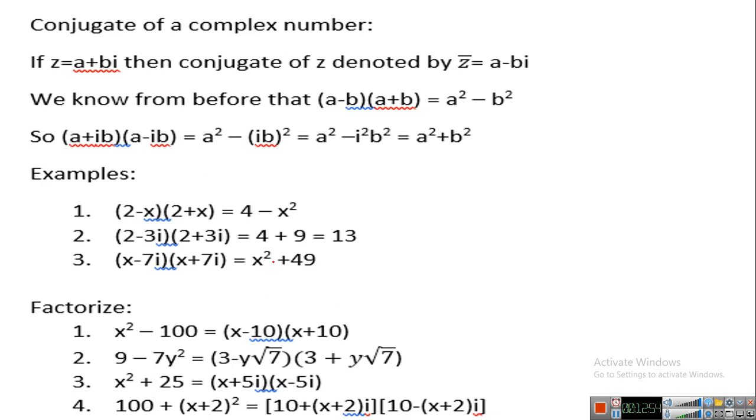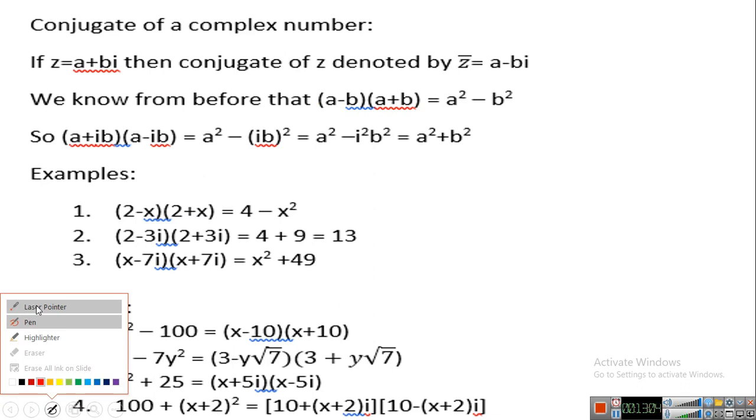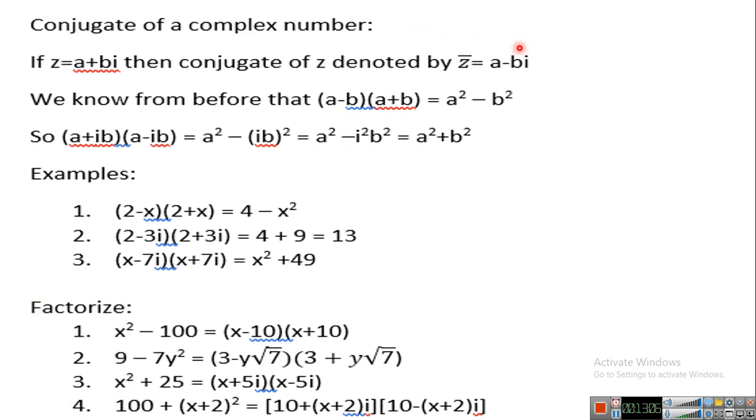Now we're going to start with the conjugate of a complex number. If z equals a plus ib, then the conjugate, denoted by z bar, this is the notion of the conjugate, is a minus ib. So I keep a as it is, but I change the imaginary. We know from before that a minus b into a plus b is a square minus b square.